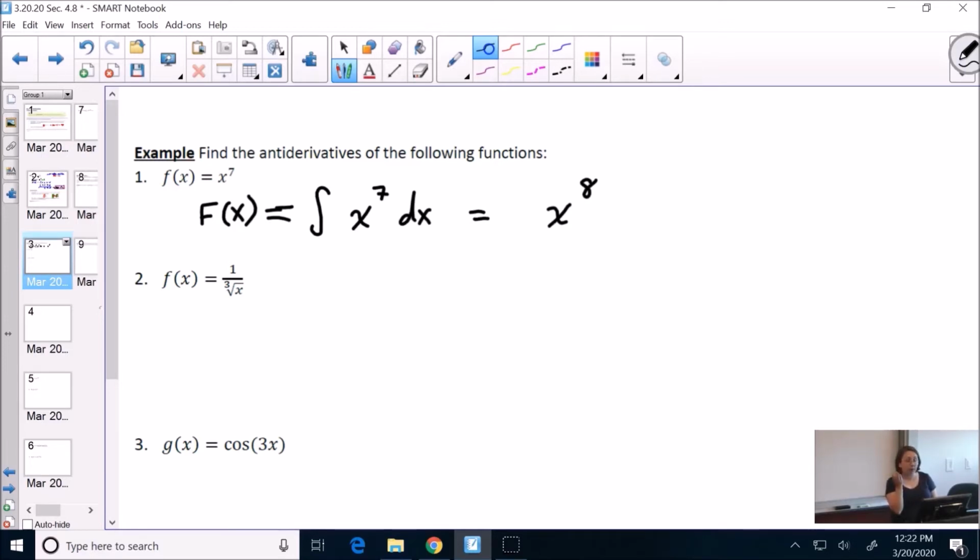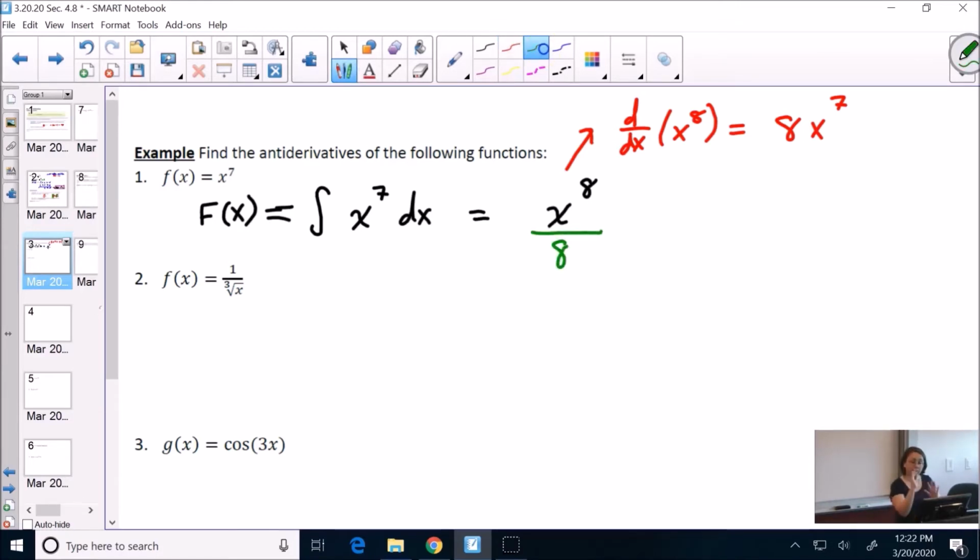How do I check my work? The derivative. Well, what's the derivative of x to the 8? I'll just write out the notation. The derivative of x to the 8 is power down, x to 1 power less. Oh, we're so close. But I don't have an 8 in my little f function. So how do I fix that? What you're going to do is divide your antiderivative by 8 to fix it. So we're going to divide by 8.